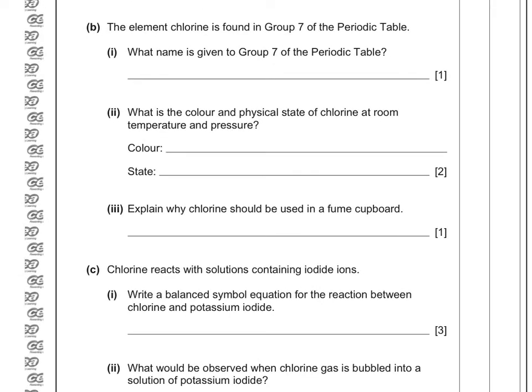The name given to group 7 of the periodic table is the halogens. Chlorine is a green gas, or as you could say, yellow-green gas would be fine as well. Why must chlorine be used in a fume cupboard? Because it's toxic or poisonous, not harmful. Harmful isn't strong enough. Okay, so say it must be toxic.